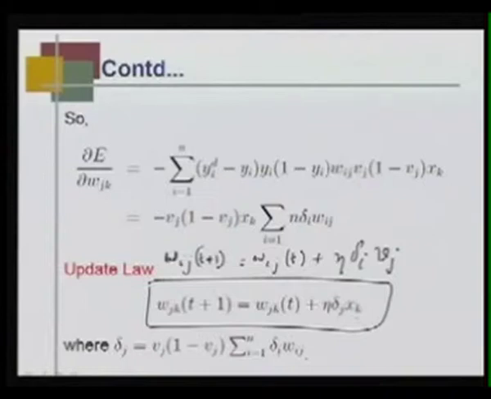So, you see the delta i is the error back propagated in the output layer, and you multiply the corresponding weights wij and do the summation. That is the total error back propagated from the output layer to the layer between input layer and hidden layer, times vj into 1 minus vj. This quantity is delta j. So, delta j is the back propagated error to the layer that is situated between hidden layer and input layer.